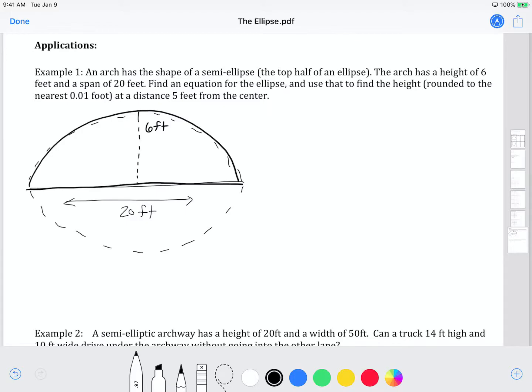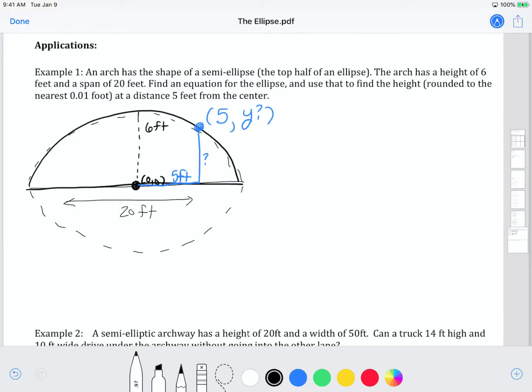Now, it says find the equation for the ellipse and use it to find the height to the nearest hundredth of a foot when you're 5 feet from the center. So, if I call the center 0, 0, and they want us to find the height when I'm 5 feet from the center, if I come out 5 feet this way, it's asking me to find the height here. So we would know the x is 5, and we're trying to find the value of y. So if we find the equation, we can plug in 5 for x and solve for y.